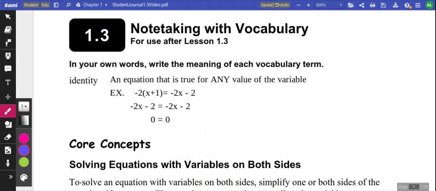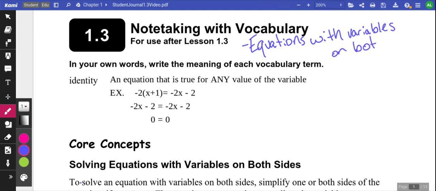We've got our very last video for this week. We're going to go over 1.3, which are equations with variables on both sides.